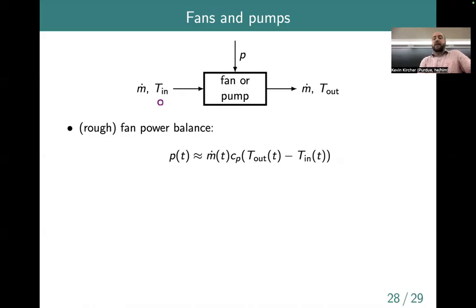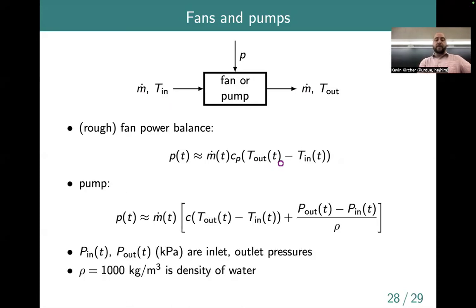The temperature of the air in general might increase over the fan, and then we're putting in this work here. So we can do a power balance here. It's not exact, but it gives a rough estimate of the fan power. That would just be the m dot Cp, and then the temperature delta again across the fan.